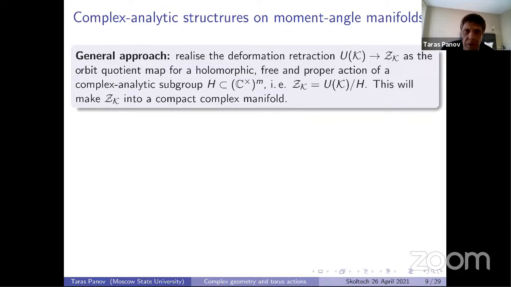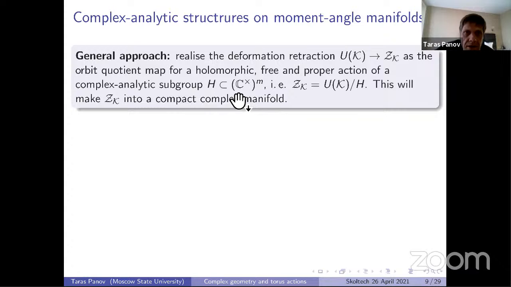So this deformation retraction can be realized as an orbit quotient map for a holomorphic free and proper action of a complex analytic subgroup inside the algebraic torus. So this is just the complement in C^m to some coordinate planes. And this is a space or a manifold which can be defined in several different ways. It has a compact torus action.